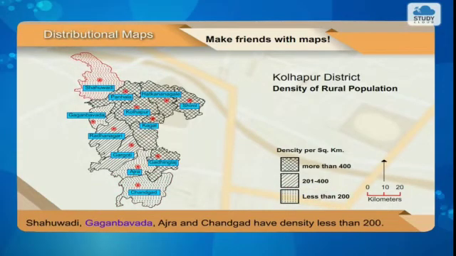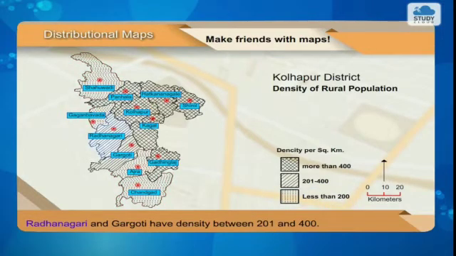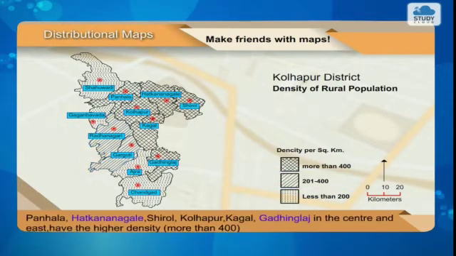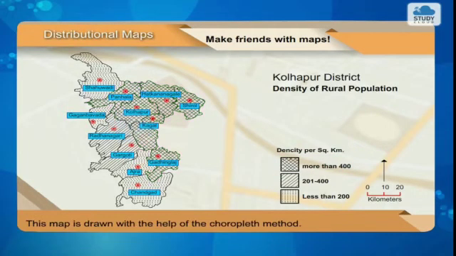Shahuwadi, Gaganbawada, Ajra and Chandgad have density less than 200. Radhanagari and Gargoti have density between 201 and 400. Panhala, Hatkanangale, Shirol, Kolhapur, Kagal, Gadhinglaj in the center and east have the higher density, more than 400. This map is drawn with the help of the choropleth method.